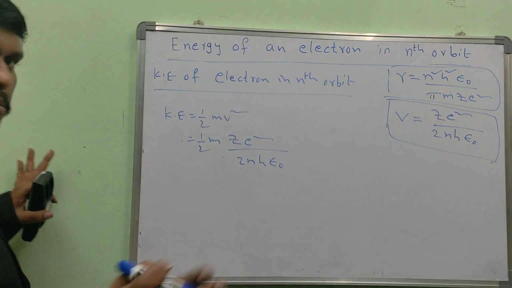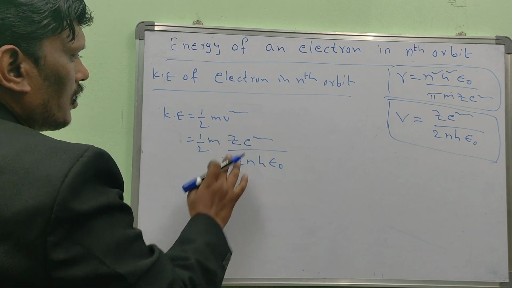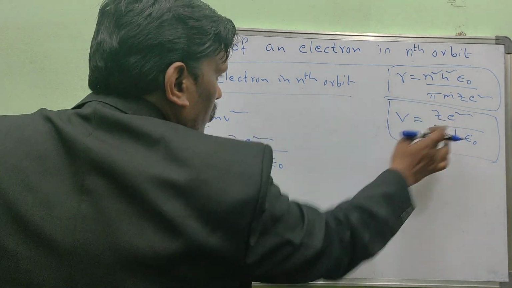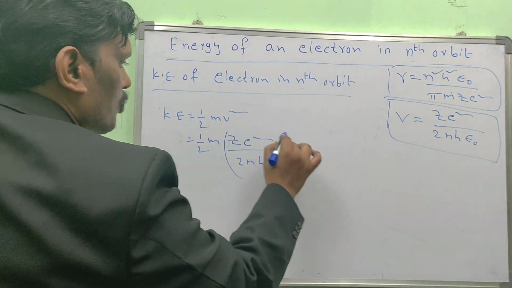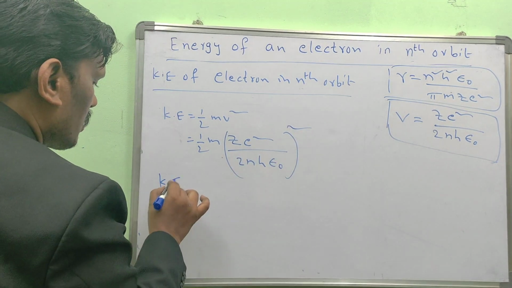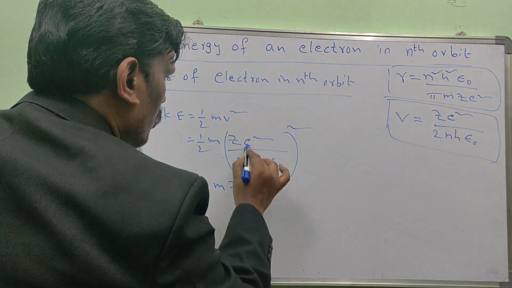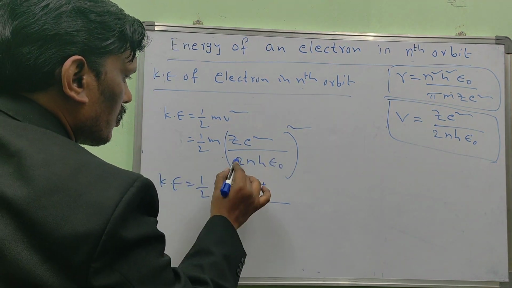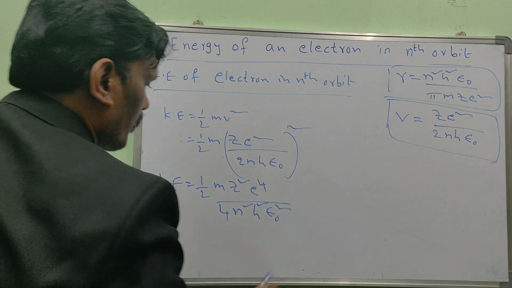Kinetic energy in the NEET exam or IIT, of course. Kinetic energy is equal to half m v square. Half m, what is v square? Z e square by 2 n h epsilon naught, that is the v. There is a square, that's why I am going to do the square. Then what is the kinetic energy formula I got? Half m Z square e power square whole square means e power 4, and this is the 2 square, 2 square is 4, and n square h square epsilon naught square.